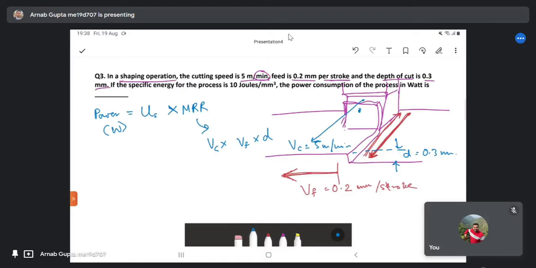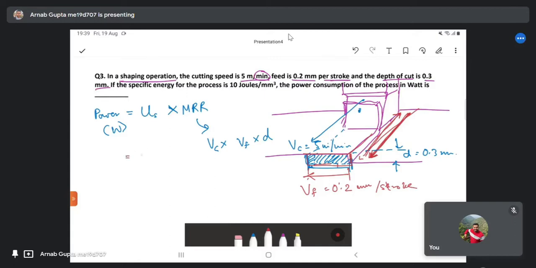So in one stroke, you are removing, say, this much material in one stroke. So this is the stroke length from here to here. Say in one stroke it is moving from here to here. So this area is nothing but 0.2 into 0.3, and the velocity with which it is moving along this particular direction is Vc, that is the cutting velocity. So you're multiplying that. So this much amount of material you're removing in 1 second.